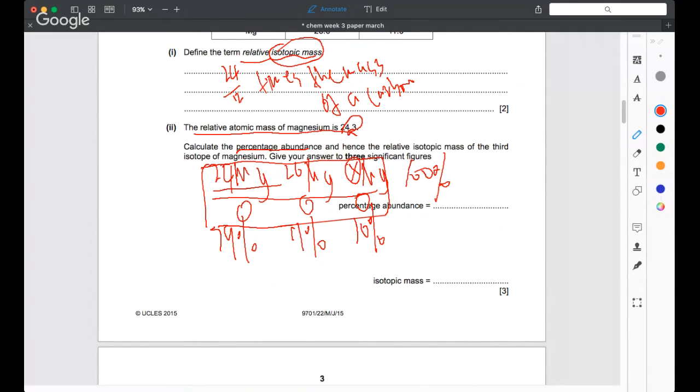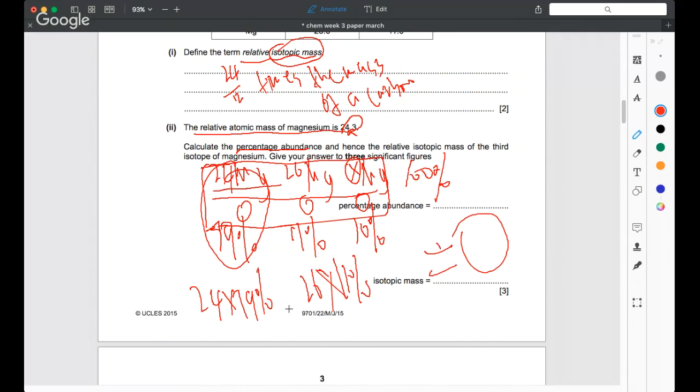So 24 multiplied by 79%. The first term is 24 times 79%, and the second one is 26 times 11%. This is equal to the average mass. Plus, the third term is we don't know, it's X. So we have 10% times X, and the sum is equal to the value given in the question, 24.3. Then you can solve this equation to get X.